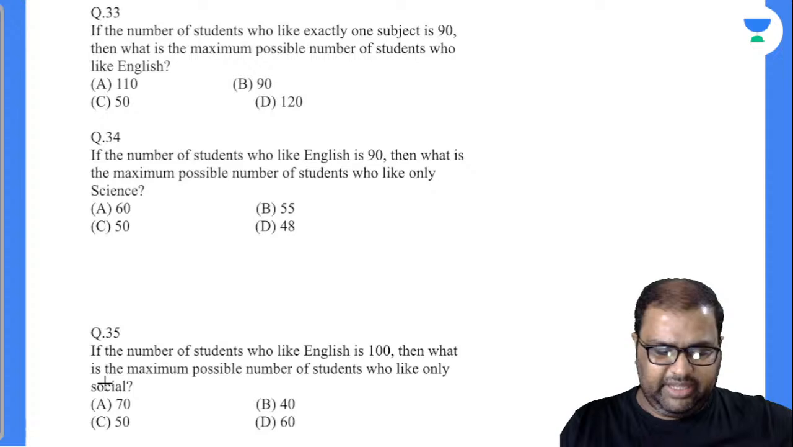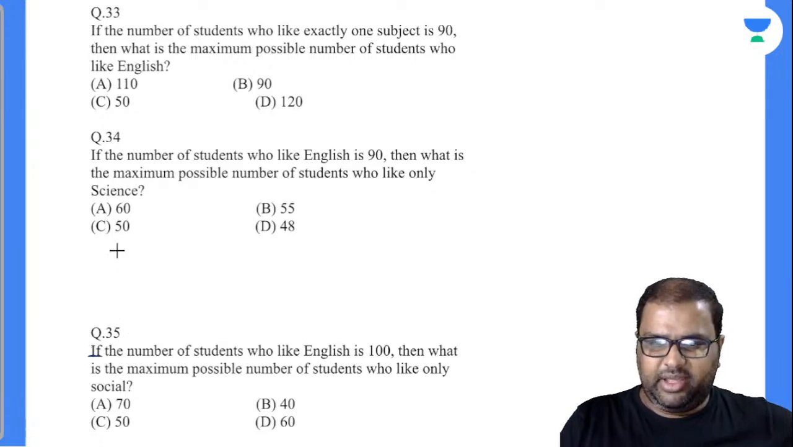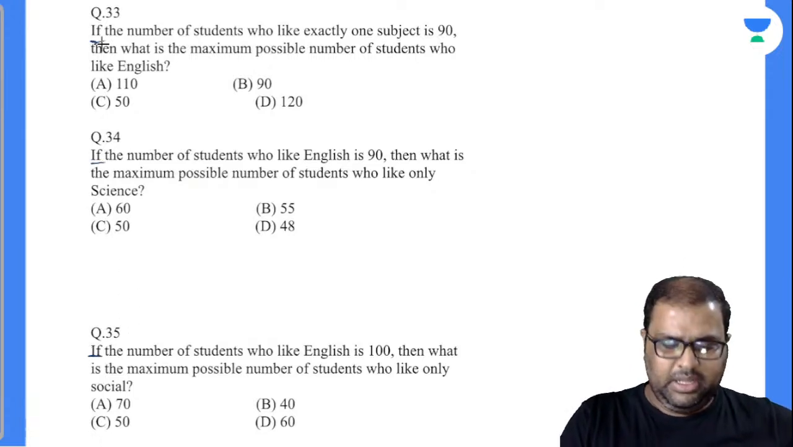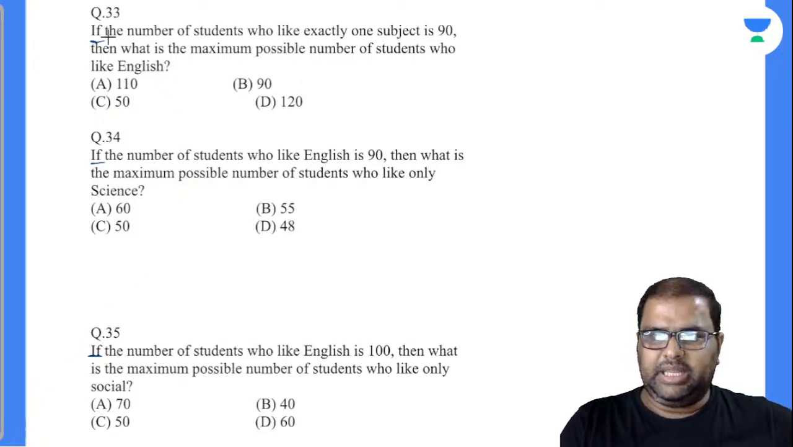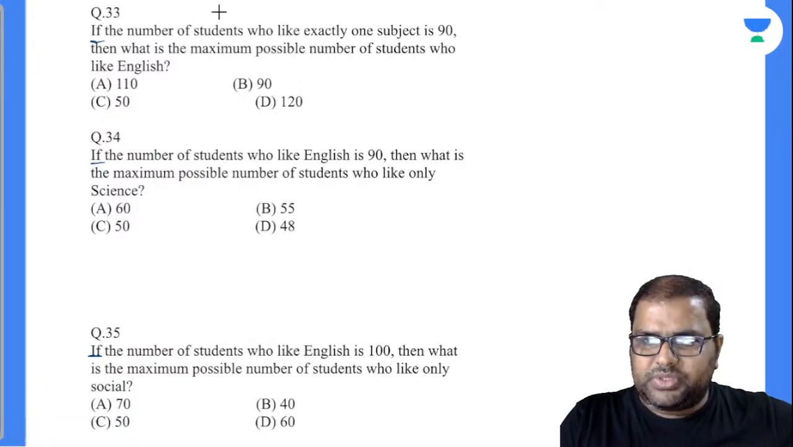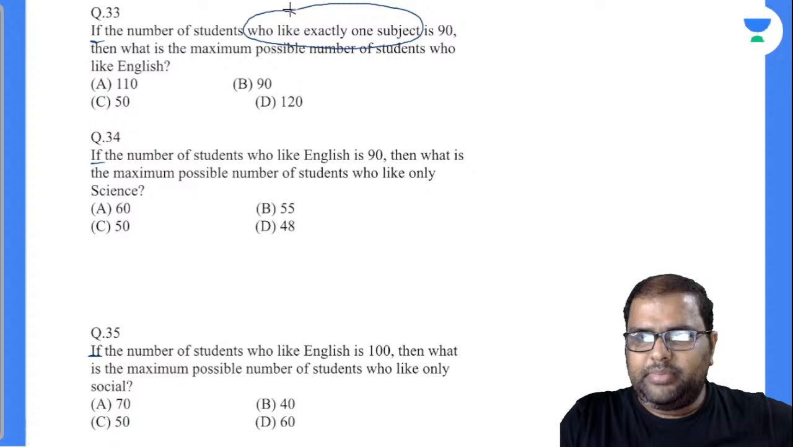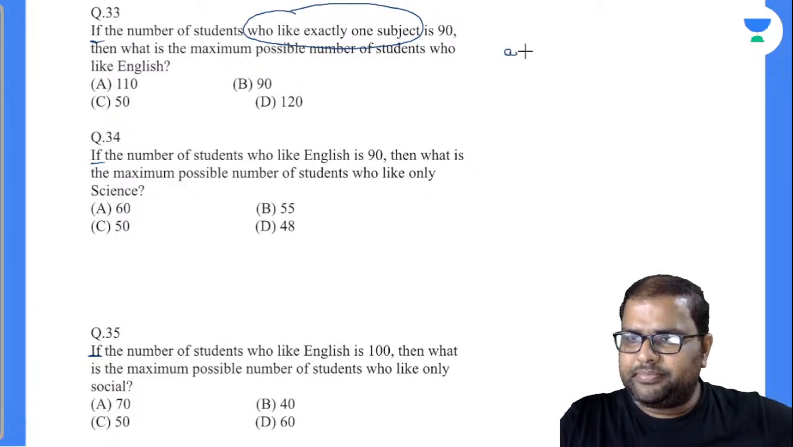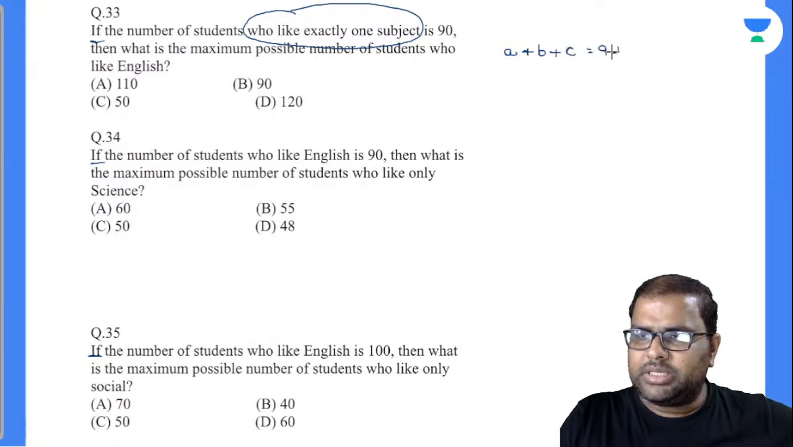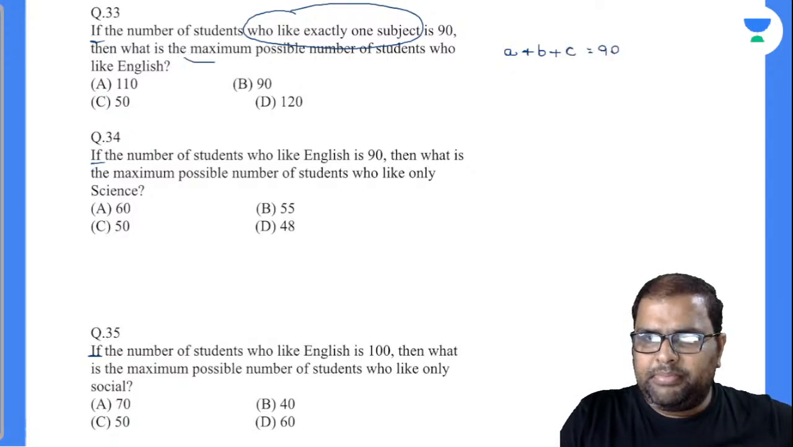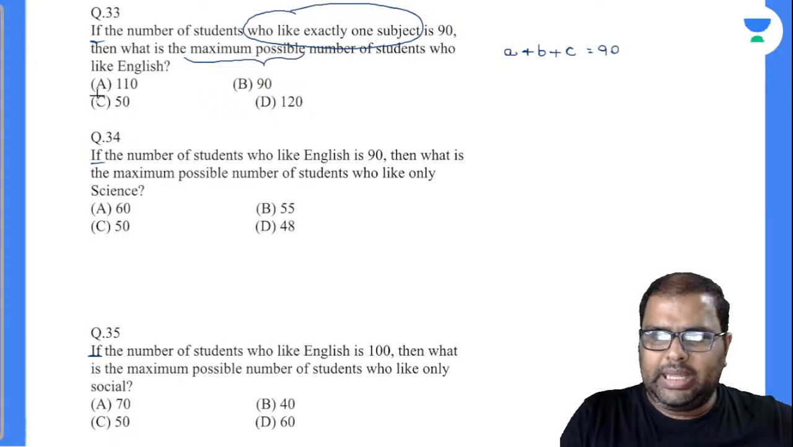All the questions start with an if clause. So I'll solve the 33rd, and I'm expecting you to solve 34 and 35. I'll give you 2 minutes for this. 33: If the number of students who like exactly one subject, so exactly one subject means A plus B plus C, A plus B plus C is equal to 90. The question asked is, what is the maximum possible number of students who like English?